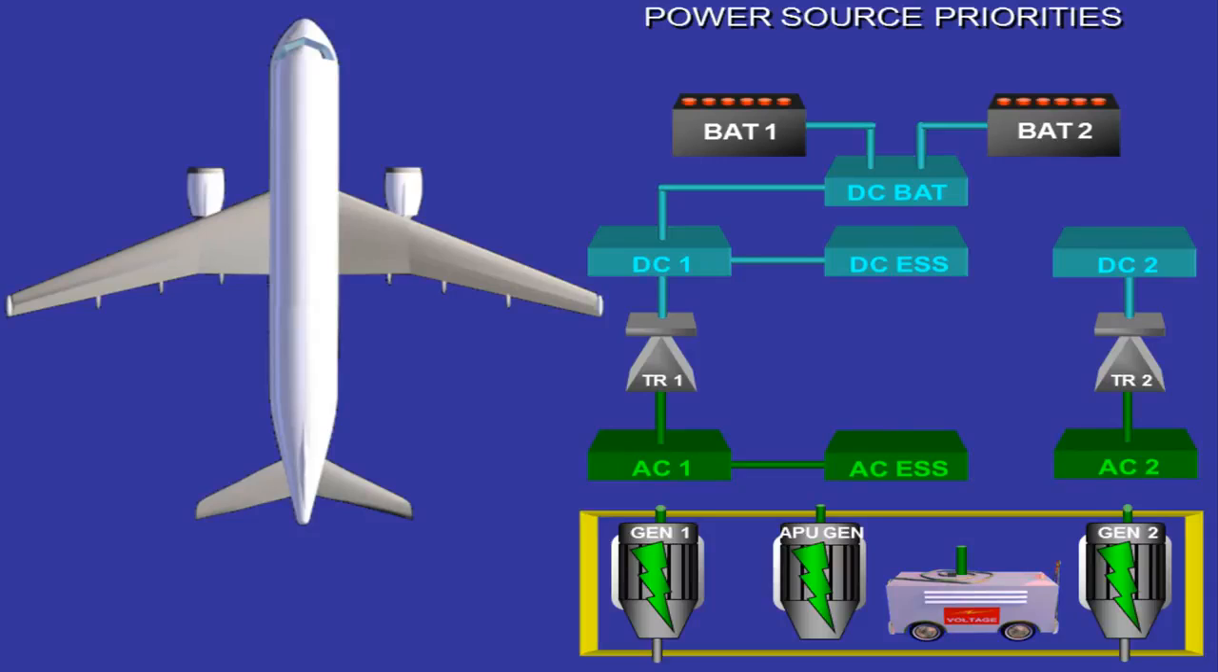As no parallel connection is allowed on this aircraft, split operation, we have to give priorities to the different power sources in supplying the bus bars. AC1 and AC2 buses are supplied in priority by their own side generator, then the external power, then the APU generator, and then by the opposite generator.